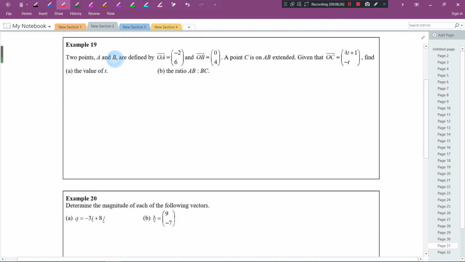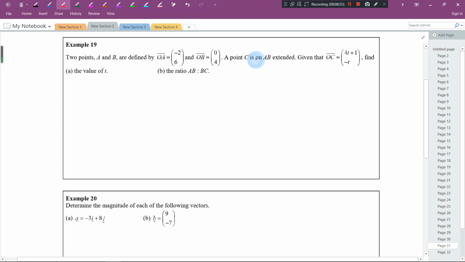2 points A, B are defined by OA is equal to -2, 6. It means that 2 units to your left, 6 units go up. And then OB is 0, 4. 4 units go up. Okay, let me see, correct or not. OB, oh sorry. Yes, correct. 4 units go up. And this is -2. 2 units go left, 6 units go up.